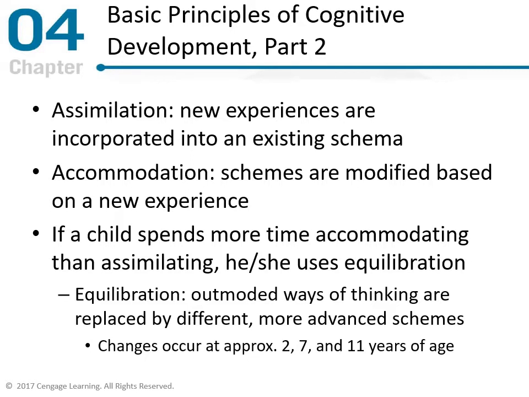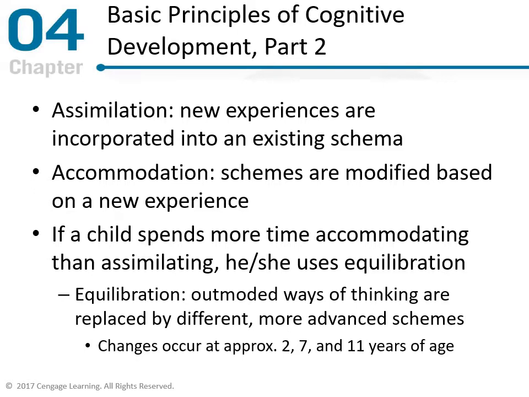A grasping scheme is incorporating new experiences. As they start to play with new toys, they realize that I can not only grasp a block, I can grasp a car. I can grasp a stuffed animal. Extending new objects into that scheme, that's what assimilation is. It's making it broader, pulling in new things. Accommodation is when our schemes are modified based on new experiences. According to Piaget, it's changing existing knowledge based on new knowledge.